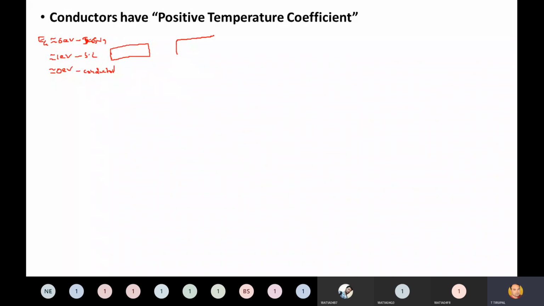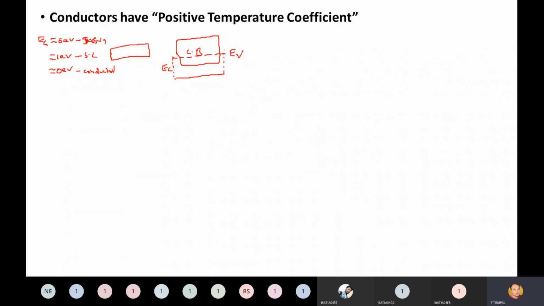If you observe here from this point to this point, if this is the conduction band, here EC lies. Where does the valence band lie? The valence band lies from this point to this point. So here EV lies. So what about EC and EV? They are overlapping with each other.